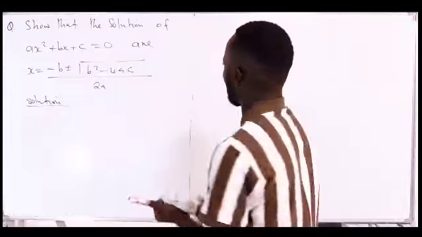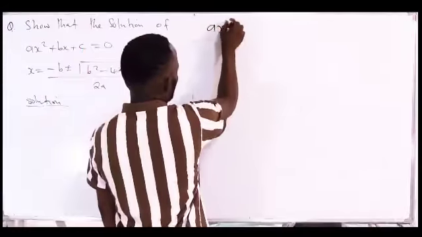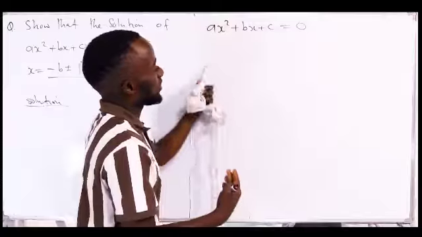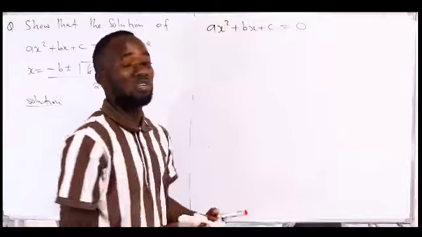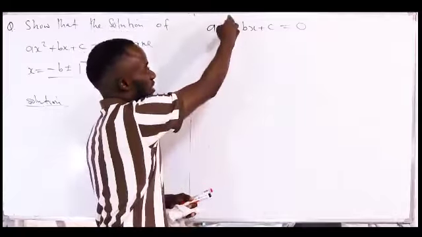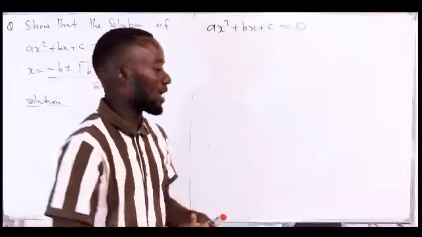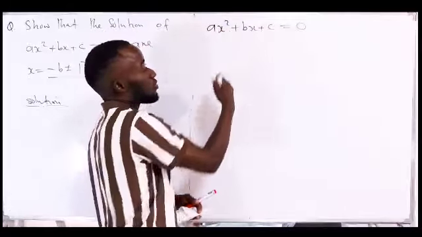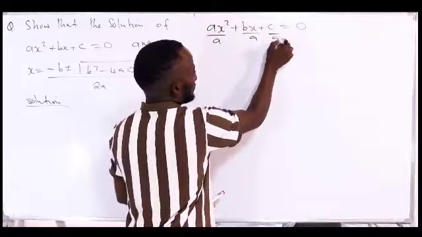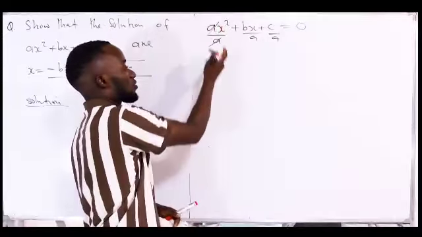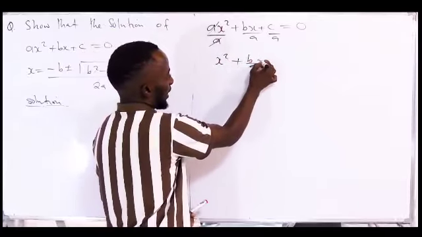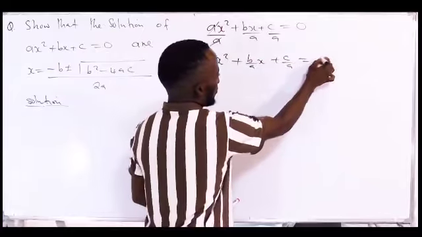So we have ax squared plus bx plus c is equal to 0. Now remember, when solving a quadratic equation by completing the square, the first thing we have to make sure of is that the x squared term has a coefficient of 1. To do that, we divide throughout by a, so that the a and a cancel. So this is going to be x squared plus b over a x plus c over a is equal to 0.